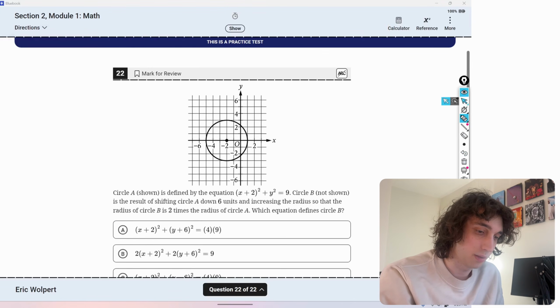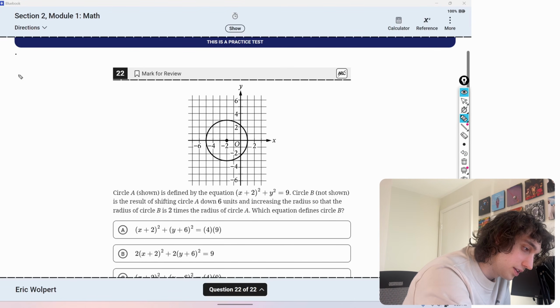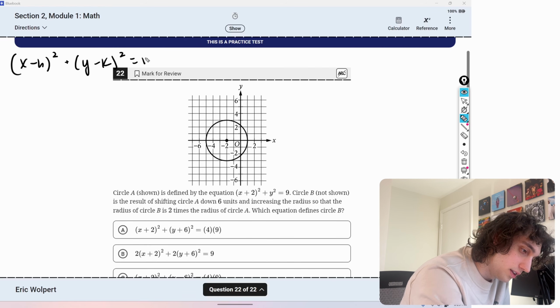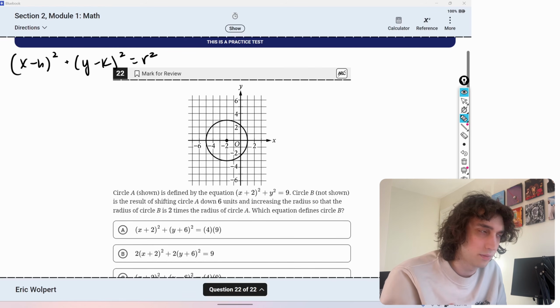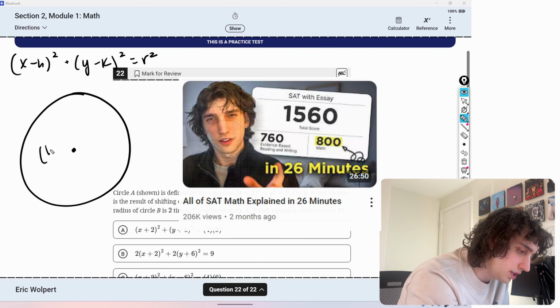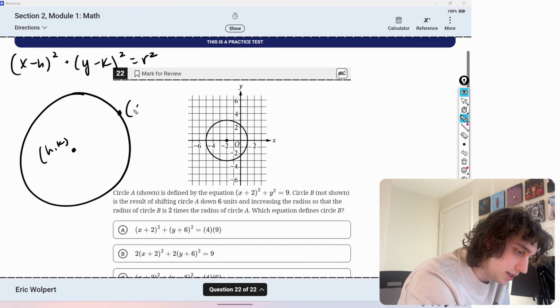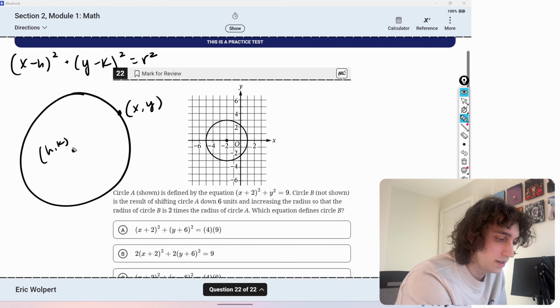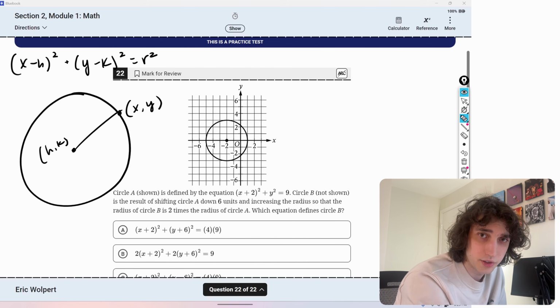Finally, we have a circle problem. So the equation of a circle is x minus h squared plus y minus k squared equals r squared. And I talk about this in more detail in this video. Hopefully I'll remember to include it. But the basis behind this formula is that we have a center of the circle and we have a point on the edge of the circle. And the line that connects these two is the radius.